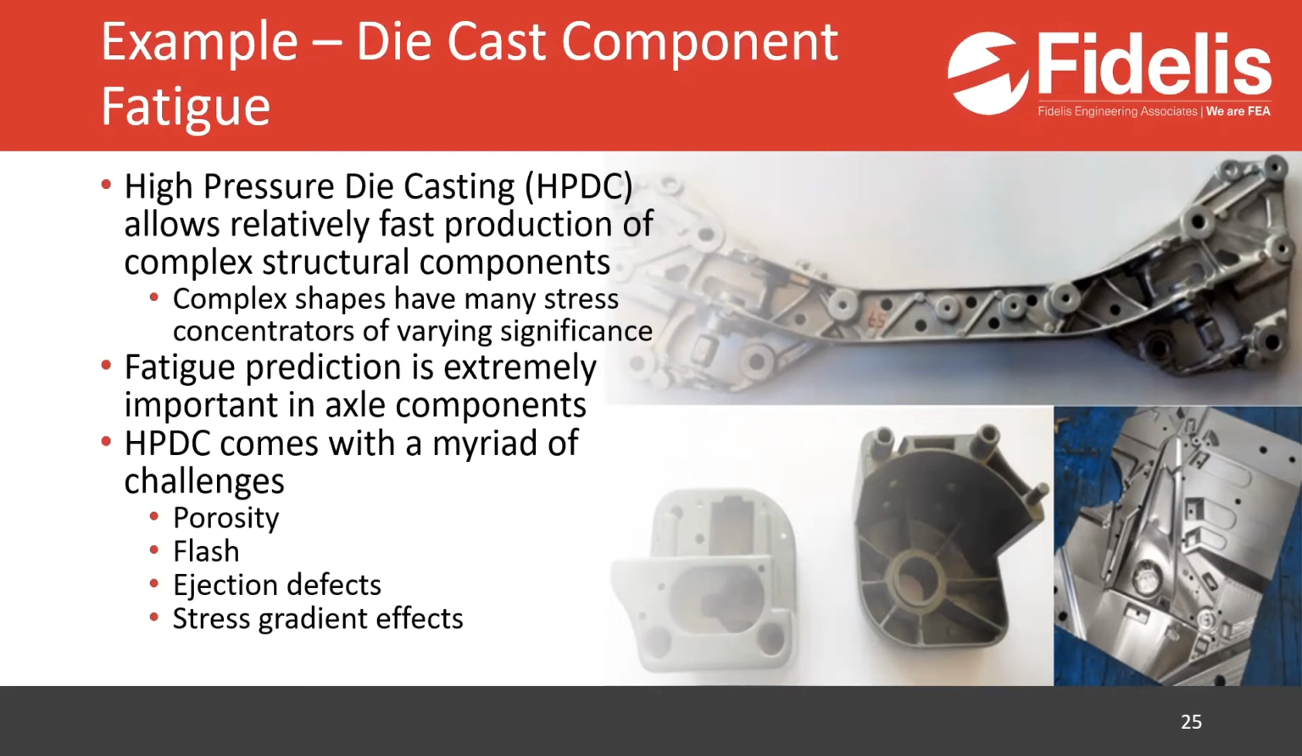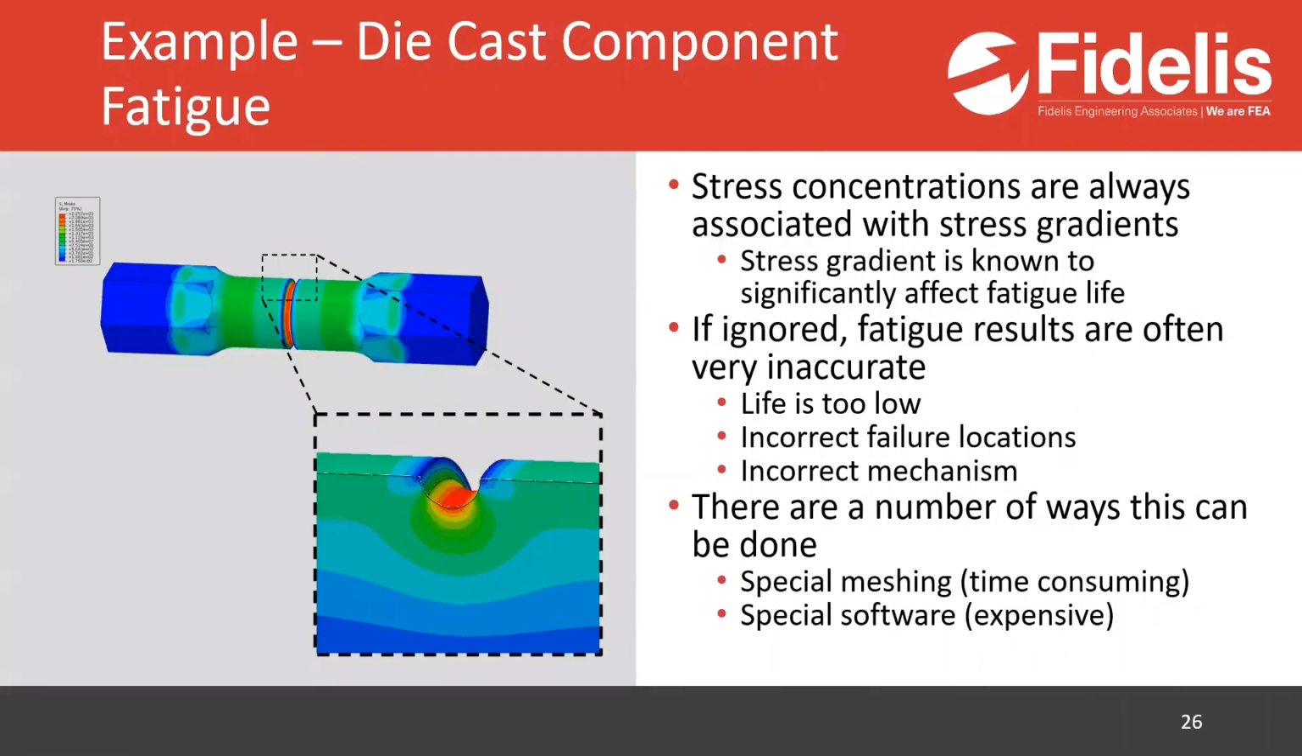And so we have a myriad of challenges when it comes to high pressure die casting, things like porosity, flash, ejection defects, and what we're going to focus on here, stress gradient effects. Stress gradient is always associated with stress concentrations, and we can't get away from them. Essentially, every component we have will have some stress concentrations in it, and therefore will have some stress gradients associated with those.